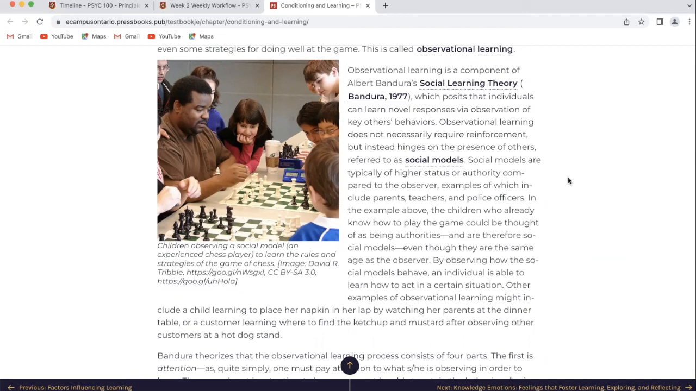Other examples of observational learning might include a child learning to place her napkin in her lap by watching her parents at the dinner table, or a customer learning where to find the ketchup and mustard after observing other customers at a hot dog stand.